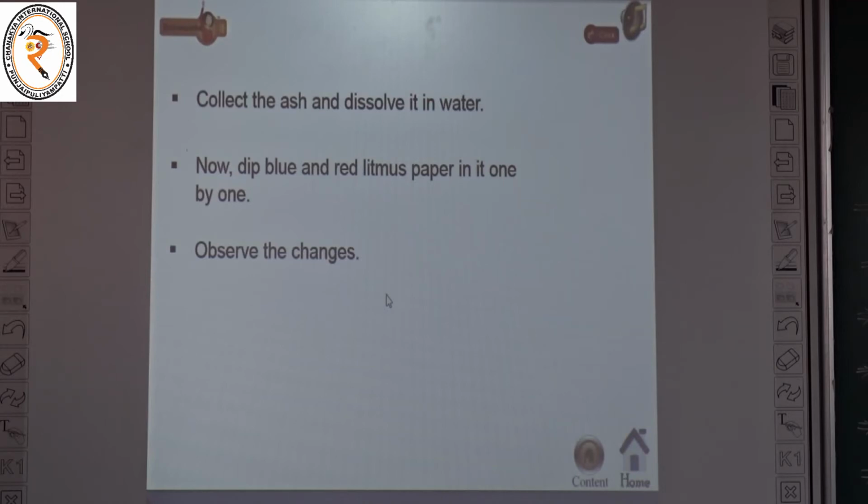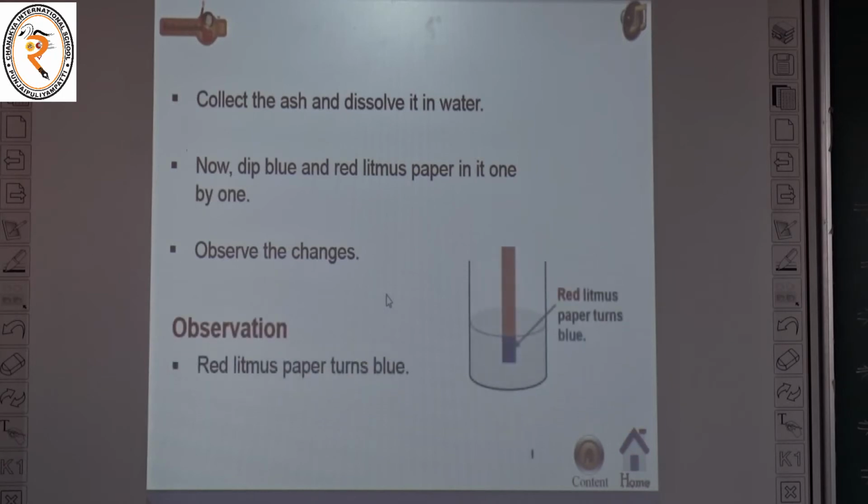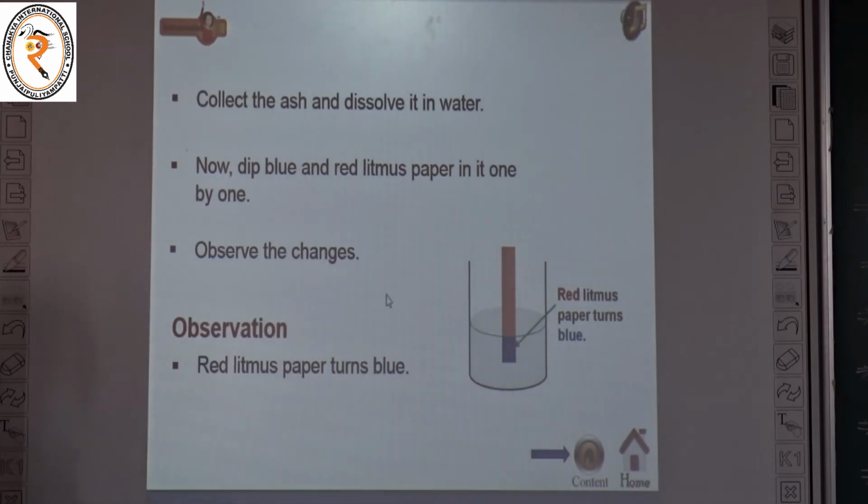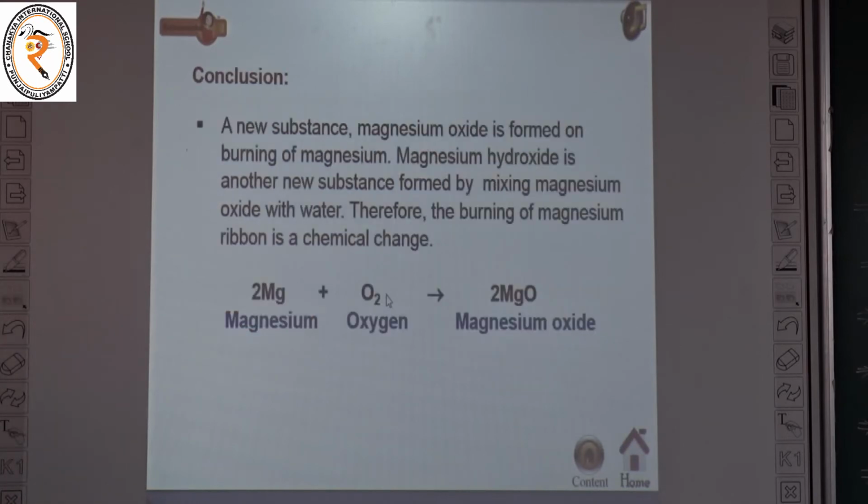Then next, we have to observe the changes. So if we observe now, what will happen? It turns red litmus paper into blue. So is it acid or basic in nature? It turns red litmus into blue. So it is basic in nature. Look at the picture. It turns red litmus into blue. So it is basic in nature.